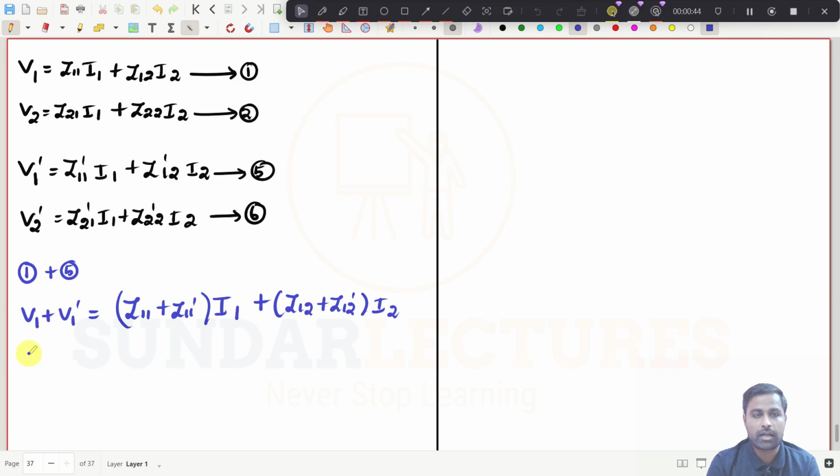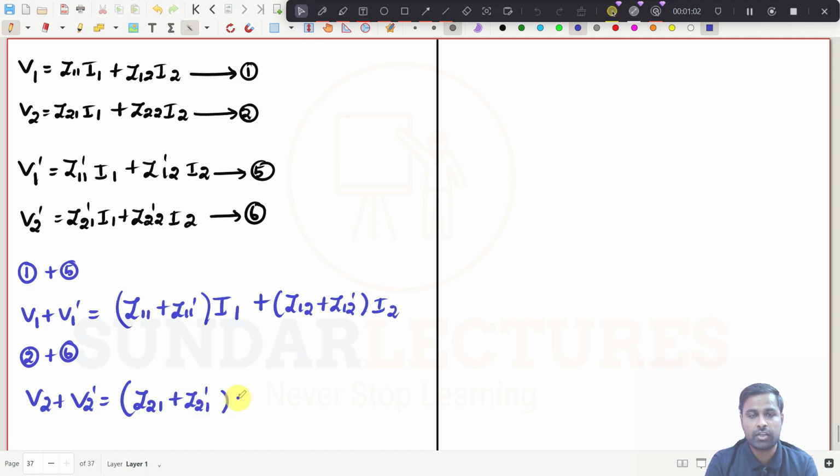And if you add equation number 2 and 6, what will you get? It will be V2 plus V2 dash equal to Z21 plus Z21 dash into I1, this one and this one, right? And then plus Z22 plus Z22 dash into I2. Take this as equation number 7 and this as equation number 8.